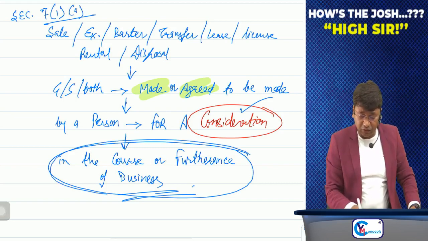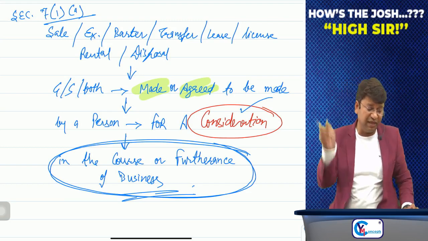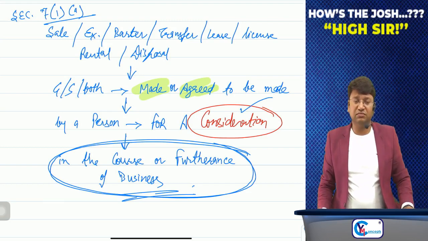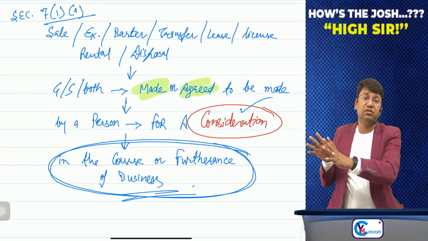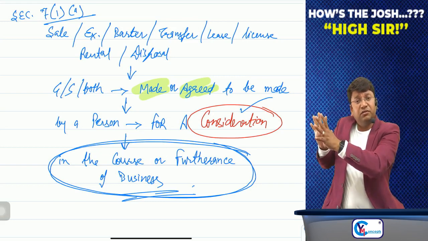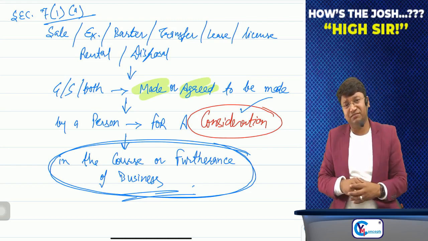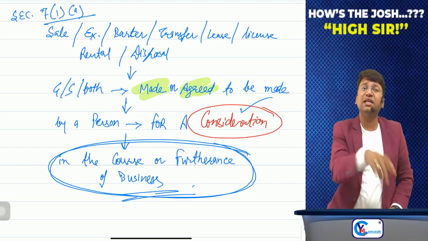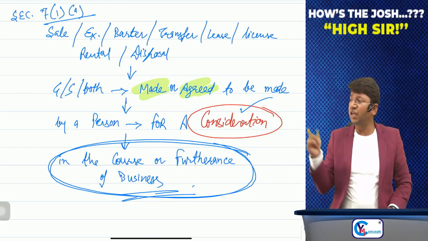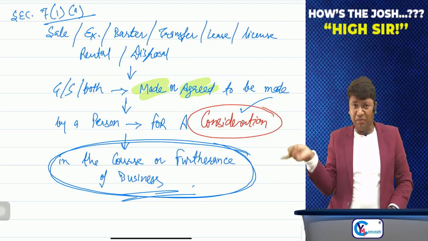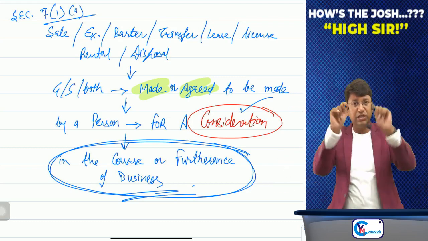Okay. Another is in the course or furtherance of business. Sir, supply should be for a consideration, plus it should be in the course or furtherance of business. I am giving a very good example. Suppose somebody has sold the personal jewelry of his family to get some money for his family. You tell me, if he is selling the jewelry, it is supply of goods for a consideration, but is it in the course or furtherance of his business? Answer is no, and no GST will be charged.